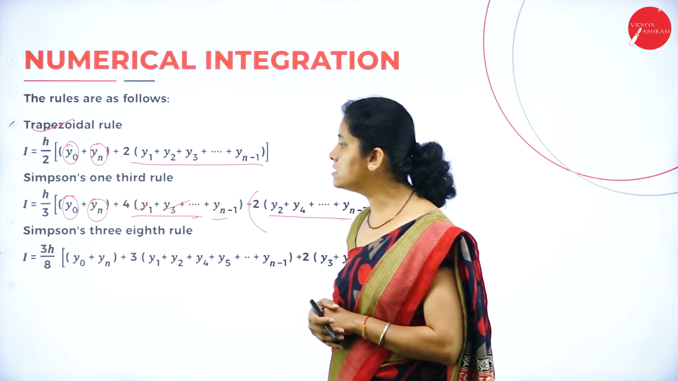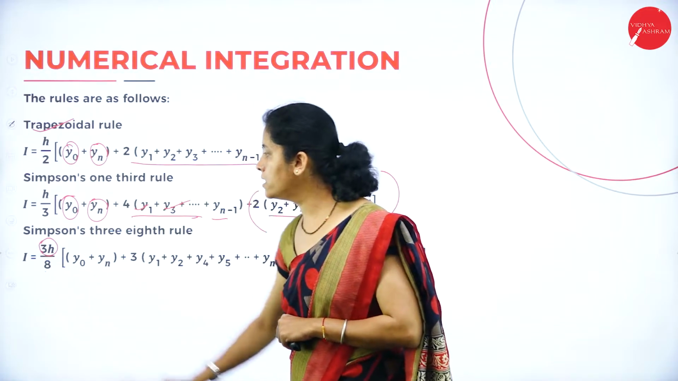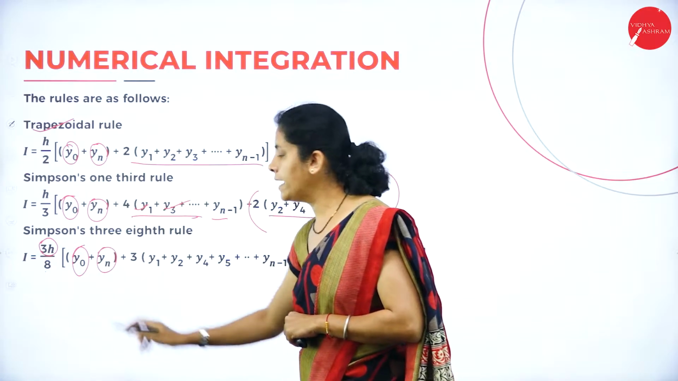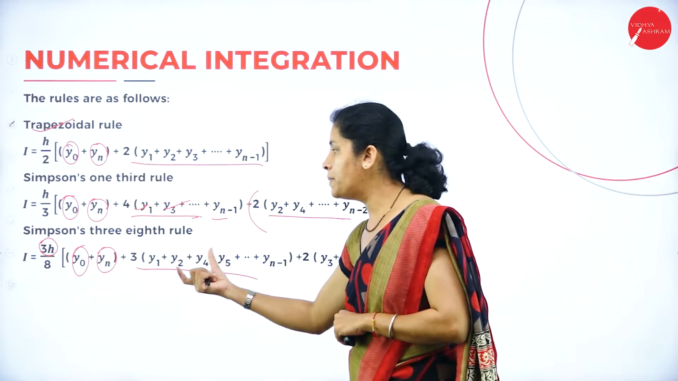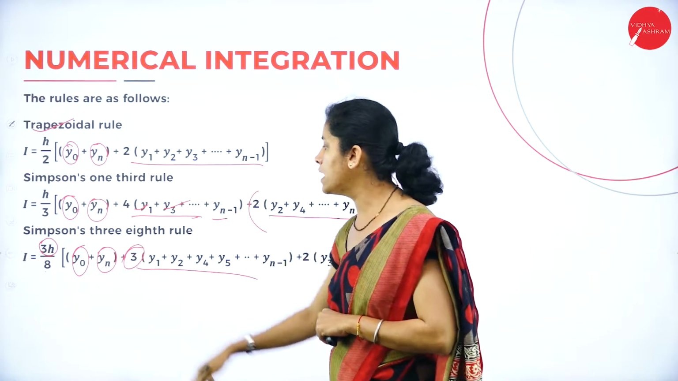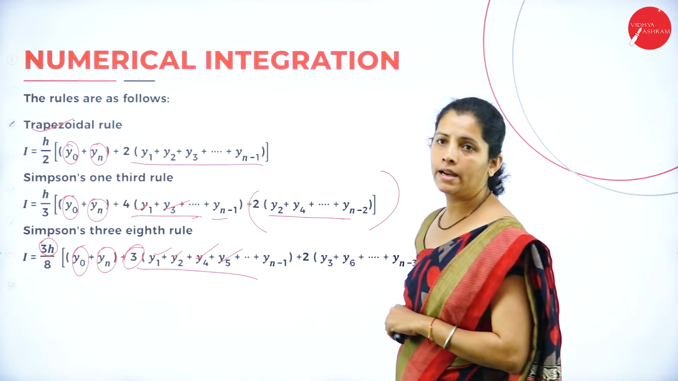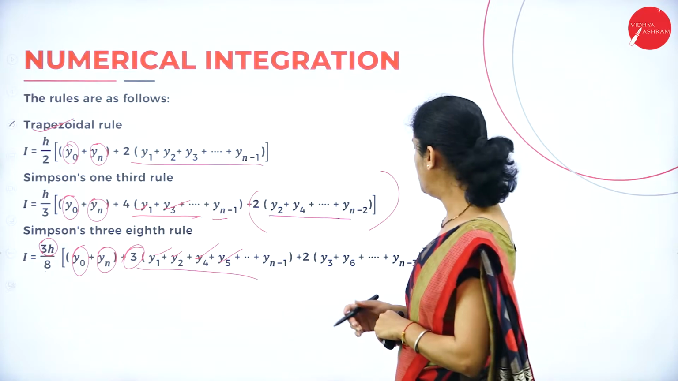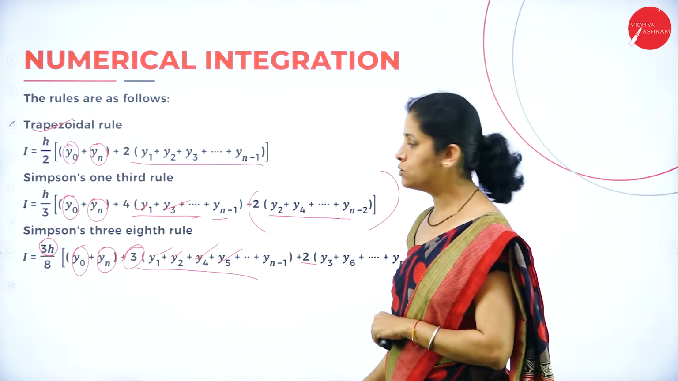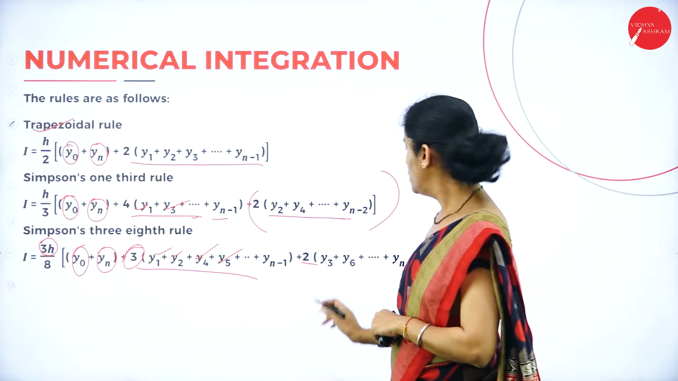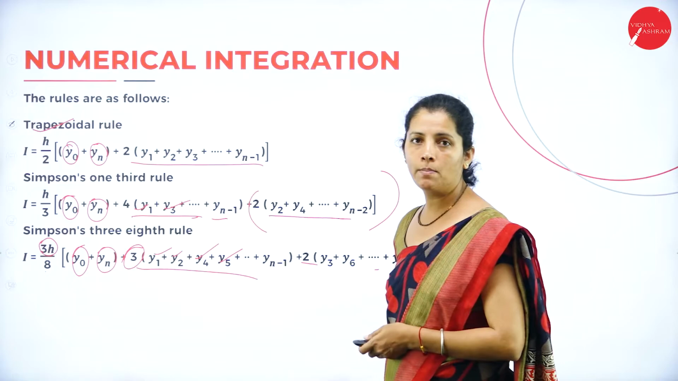And if I consider Simpson's 3 by 8 rule, see here, 3 by 8 rule, the initial point and ending point, and here 3 is outside, y1, y2, y4, y5 and yn minus 1 plus, here it is 2, so y3 plus y6. So it is nothing but the multiplication of 2. So y3, y6 and so on up to yn minus 3.